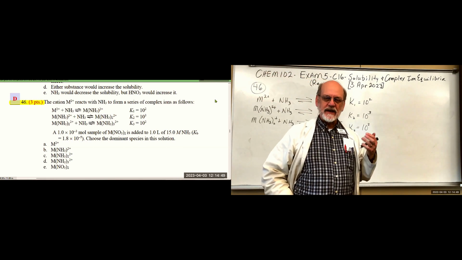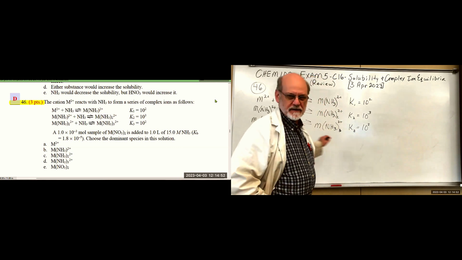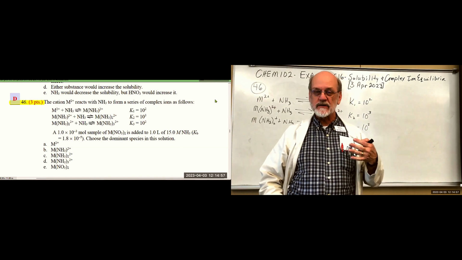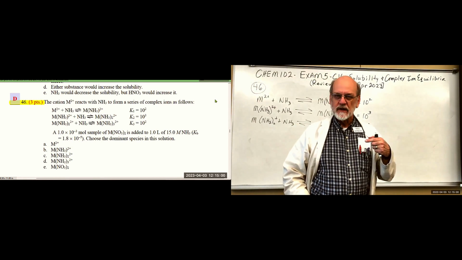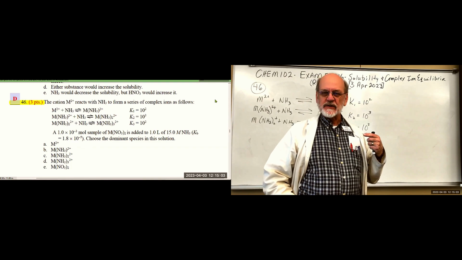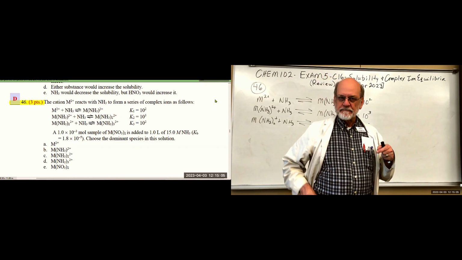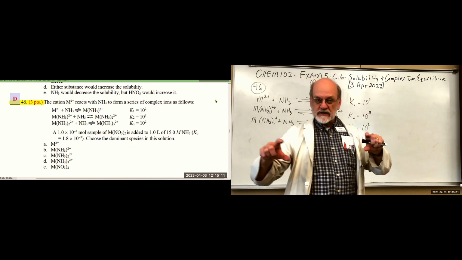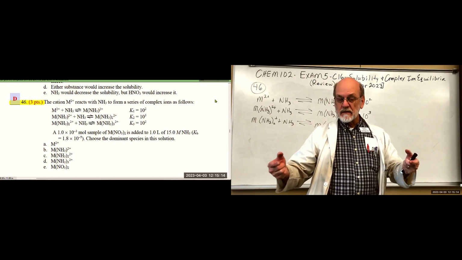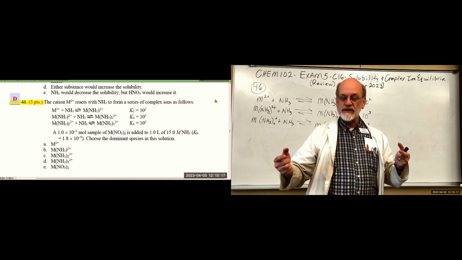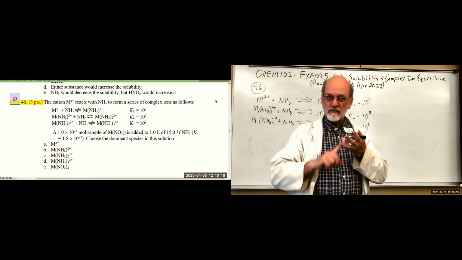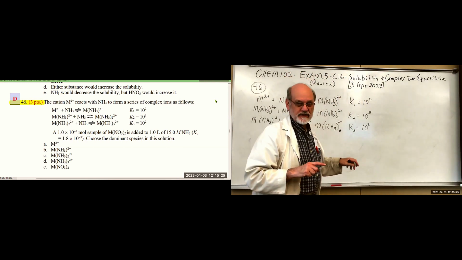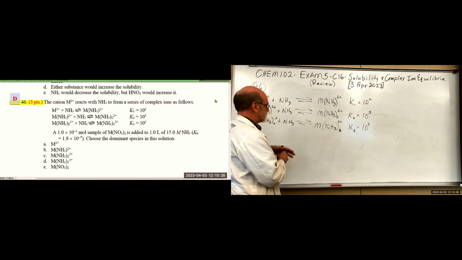A 1 times 10 to the minus third mole sample of the metal as the nitrate is added to 1 liter of 15 molar ammonia. What's the dominant species in this solution? As the question is asked, that extra information at the bottom doesn't matter. It only matters that you've added metal to ammonia. And we just want to know which one of these is the dominant species out of this.